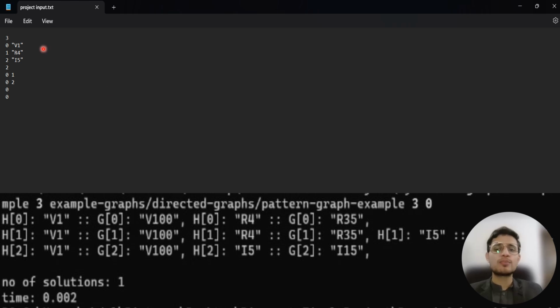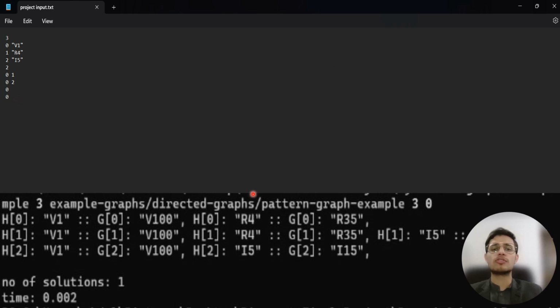Let's discuss the input and output directly. Here the three is simply the number of nodes, or you can say the number of points in a football field. 0, 1, and 2 are the indexes, and V1, R4, and L5 are the names of those nodes. What is the 2 here? The 2 represents the number of edges going out of index 0. And the same goes here. It goes from 0 to 1 and 0 to 2. And for the other two nodes, there is no edge going out of them.